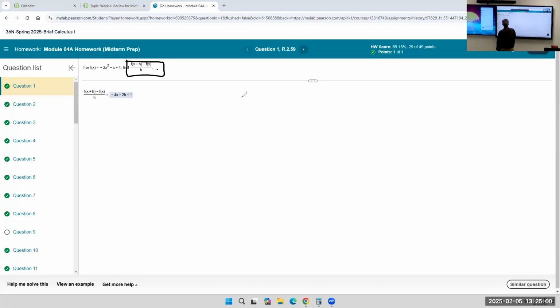We see the difference quotient. And here we have just a quadratic, nothing super fancy. And we're asked to find the difference quotient here. So let's see if we can find it.